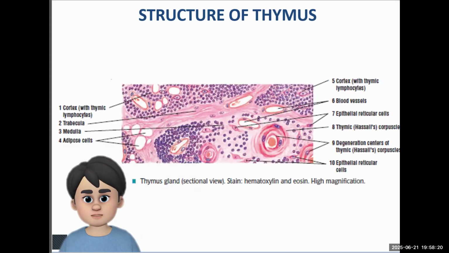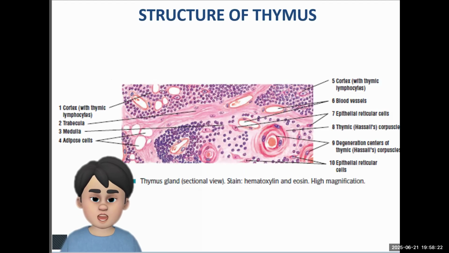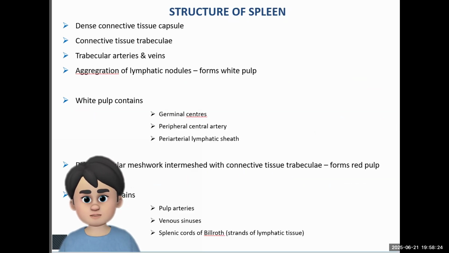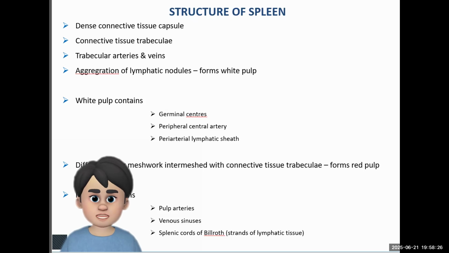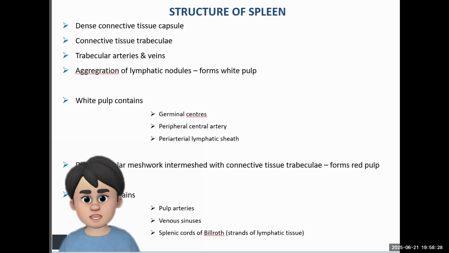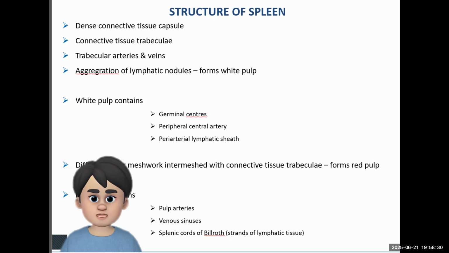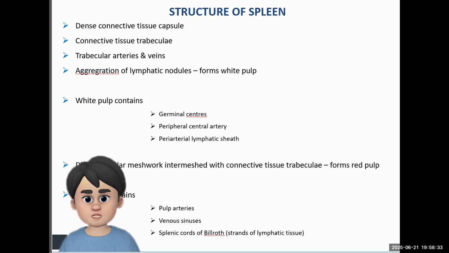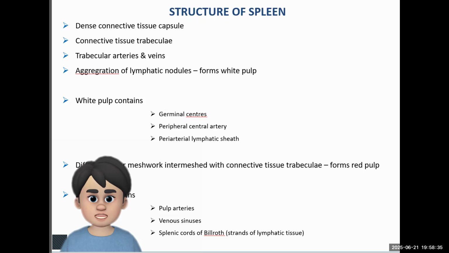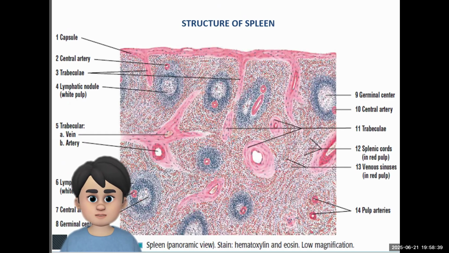But anyway, make one structure of the spleen. Structure of the spleen: dense connective tissue capsule, connective tissue trabeculae, trabecular arteries and veins, aggregation of lymph nodules, white pulp. You have to know about the structure and function of the spleen and the thymus gland.